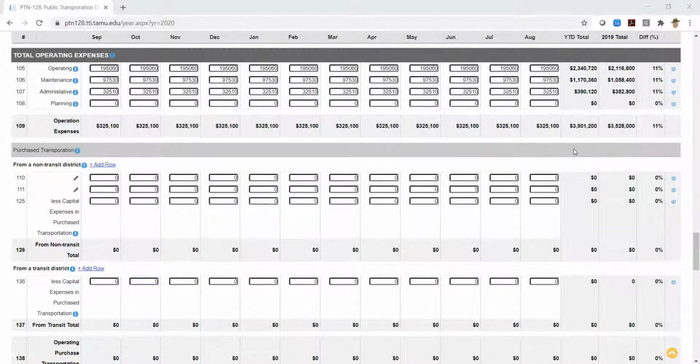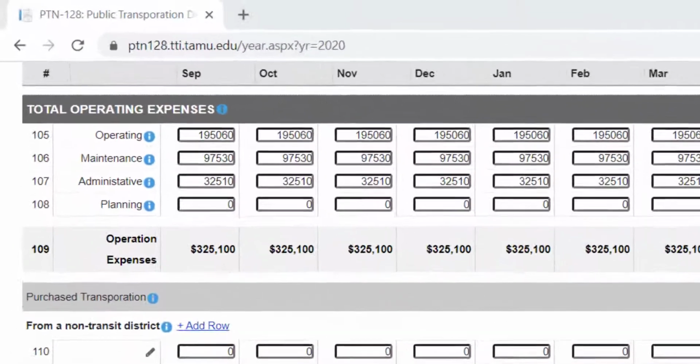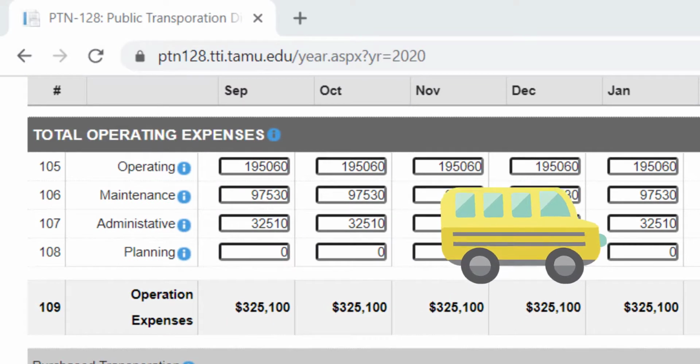The total operating expenses section includes 5 cost function categories for operational expenses: operating, maintenance, administrative, planning, and purchase transportation. Operational expenses data should be entered according to the cost function the expense is applicable to, using your agency's chart of accounts. Operating expenses are typically the highest cost function and include expenses like driver labor and fuel.